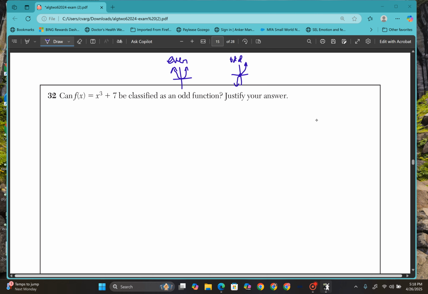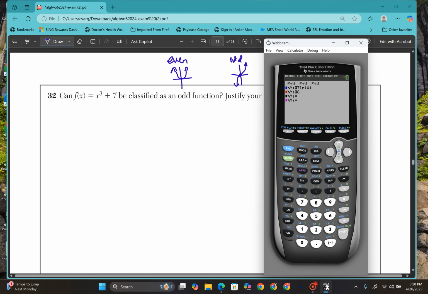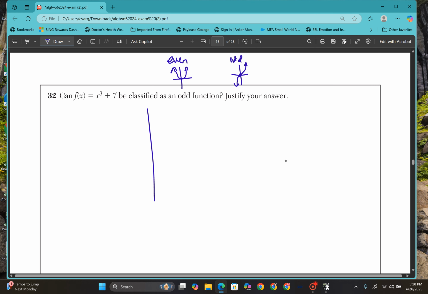So let's see if this happens, right? Let's go to y equals and let's clear what's there. Cool. And let's type in x to the third plus 7. Does this go through the origin? And nope, it does not. So we can sketch our function. It's going to look something like this. Did I do a good job?